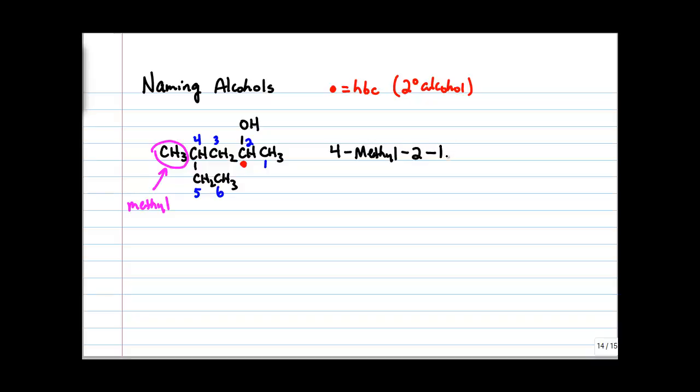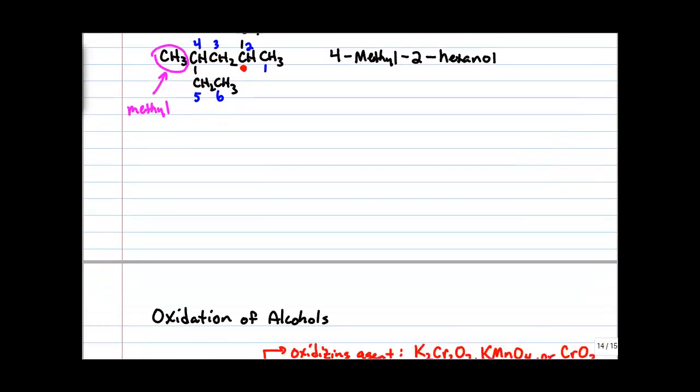6 carbons is hex. And if you have an alcohol, it ends in OL. So when you name alcohols, you're going to be looking for OL, or you're going to be looking to put that at the end of the name. 4-methyl-2-hexanol. Again, we'll do more of this in class.